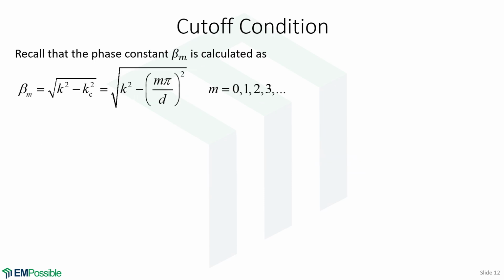Let's look at cutoff conditions. So our phase constant is the square root of the difference of two things. To be a guided mode, this needs to be a positive number. So this k squared has to be greater than kc squared, or k has to be greater than kc. And since that's the condition for a cutoff, that's why we call this kc term the cutoff wave number. And we need this to be positive to be a guided mode. So we have an expression for kc was m pi over d, where m is allowed to be 0 now.